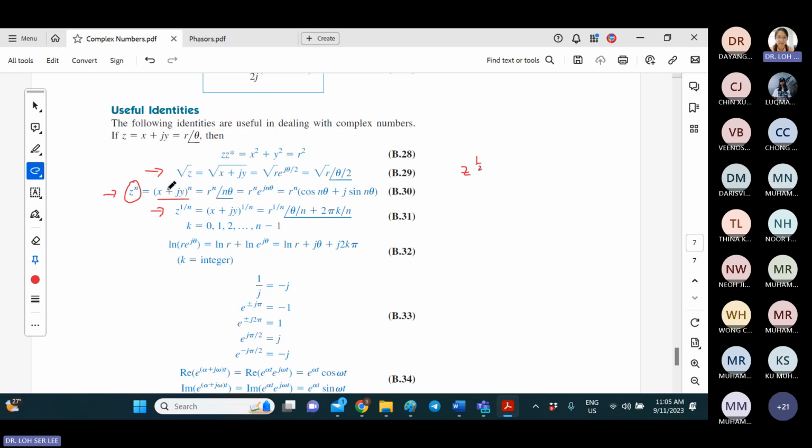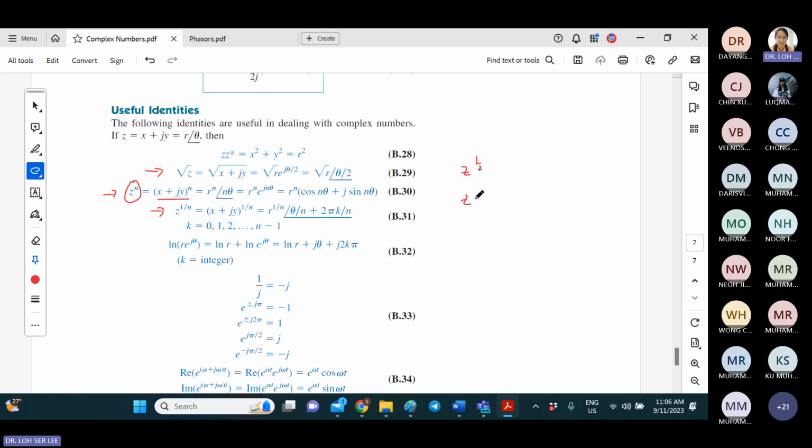And when we present this rectangular form in the polar form, when we have the power of n, it will be power of n on the r. Okay, r to the power of n. And for the theta, we just multiply n.